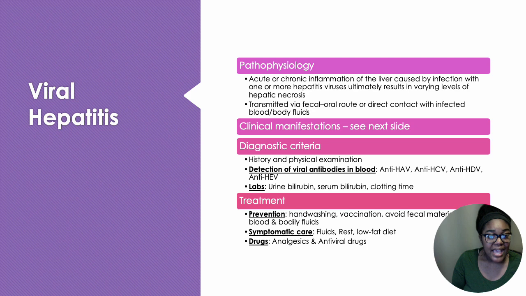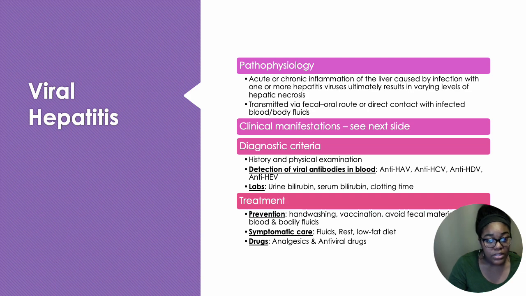We have viral hepatitis, and it is an acute or chronic inflammation of the liver, and it is caused by several different hepatic viruses, and it ultimately results in hepatic necrosis. And again, we're talking about hepatitis, hepatic. This is everything dealing with the liver. So you have several types of hepatic viruses. You have hepatitis A, B, C, D, and E, and the differences vary, and ultimately they are transmitted different ways, but overall you have transmission via the fecal-oral route or by direct contact with infected blood and bodily fluids.